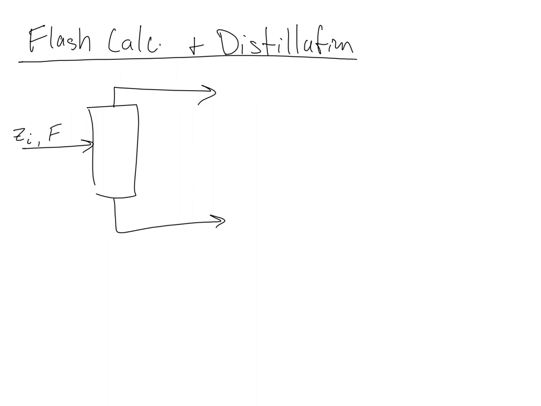Entering this flash drum, we have z_i, which we use to denote the total composition entering the system. Typically, this is going to be a liquid. In general, in a chemical process, liquids are easy to handle, gases are difficult to handle.